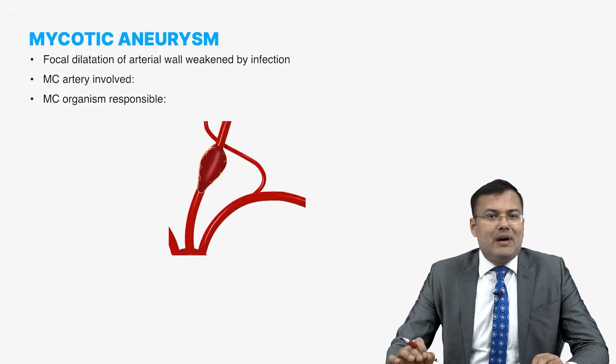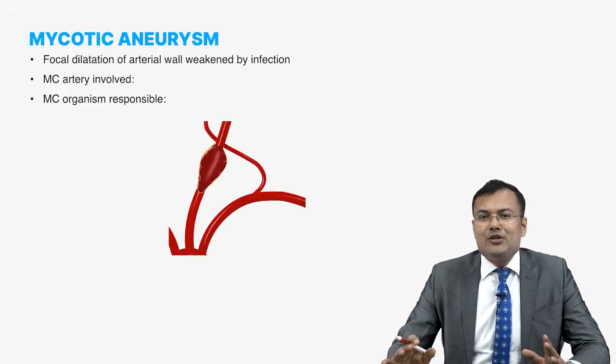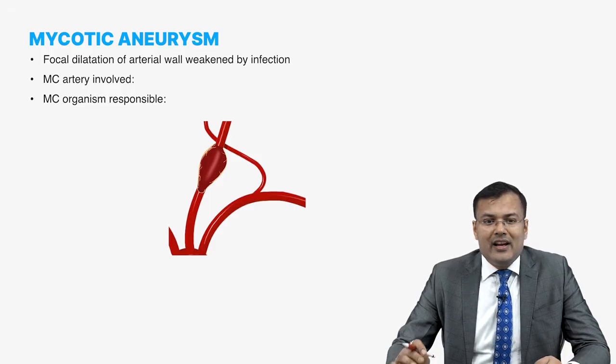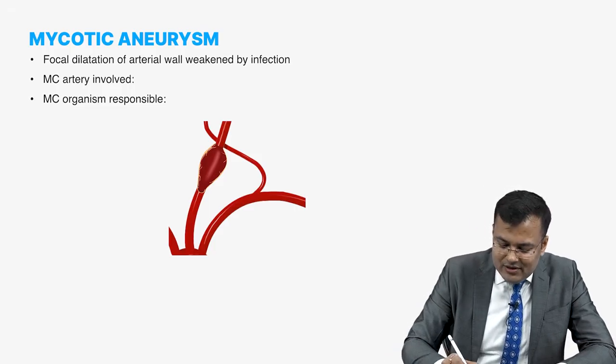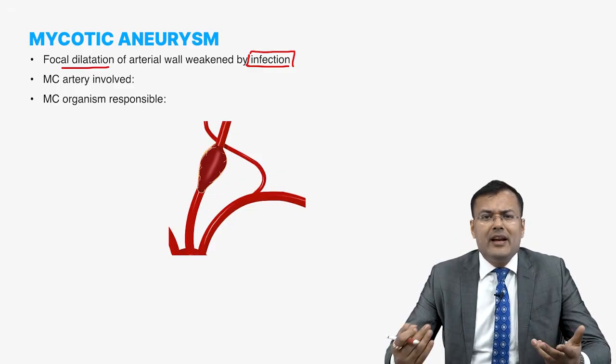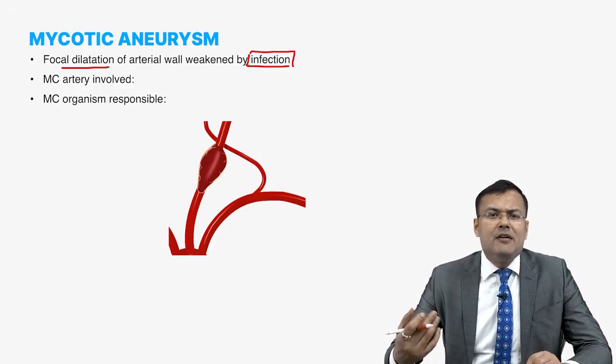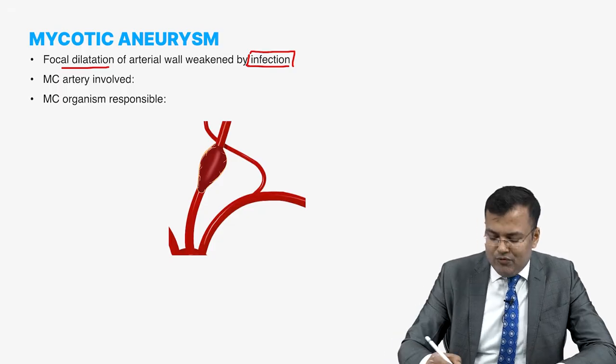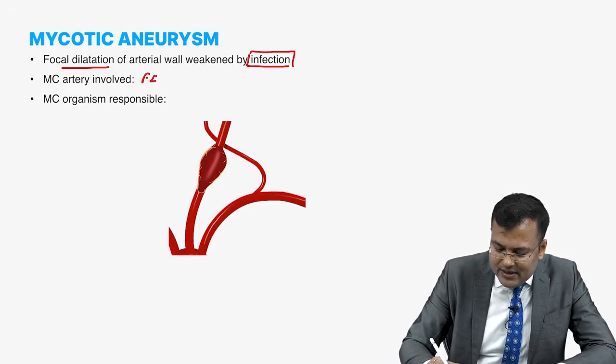We already discussed mycotic aneurysm, that it's a misnomer. It is not caused by fungal infection. Here, there is focal dilatation of arterial wall which is weakened by infection. And we already discussed which artery is used by interns, cardiologists, radiologists: femoral artery. So the most commonly involved artery is the femoral artery followed by aorta.